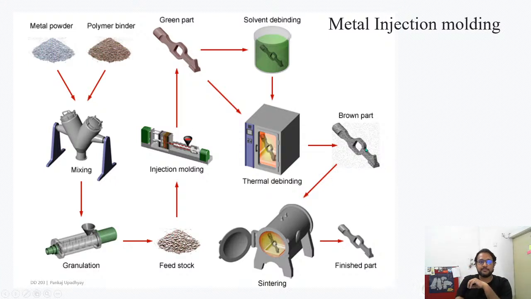So after this brown part is done, you take it through this process of sintering. Okay, and sintering is basically heating it to a high temperature just below the melting point, where the metal pieces inside the part fuse together. Okay, and then after that, when it comes out, you get the finished part. So as you can see in the diagram itself, the size of the green part and the finished part are much smaller because the plastic has melted away.